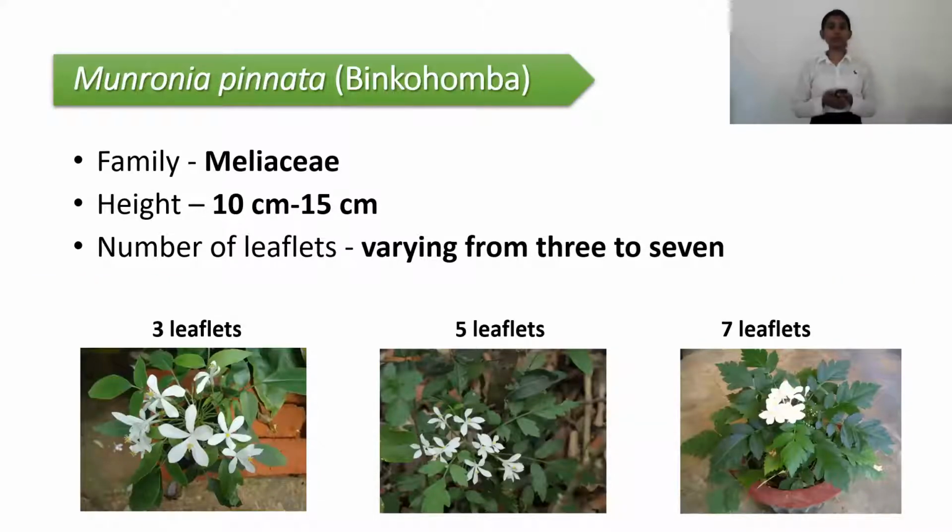Munronia pinnata, which is commonly known as Binkohomba, is a rare, therapeutically important plant which belongs to the family Meliaceae. It's a hardy perennial which grows up to 10 to 15 centimeters in height. These plants have different morphological features according to their geographical location. The most prominent feature is the leaflet number, and in Sri Lanka it varies from 3 to 7.